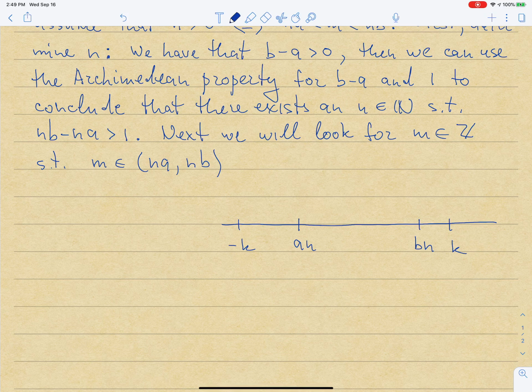Doesn't matter where an and bn are located, I can always find a symmetric interval around 0 of a length 2k, where k is a positive integer, basically interval of a radius k, such that this interval contains my interval from an to bn. We have to prove that again, but right now we're just talking about basic ideas why this would work.